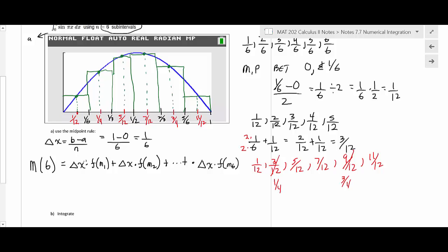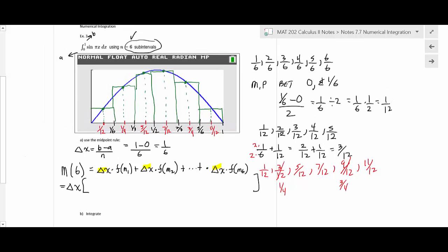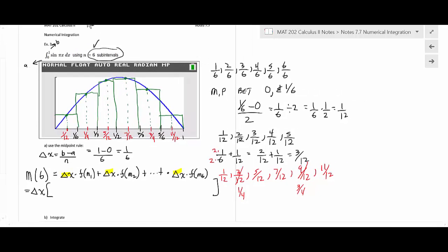Okay, so when we put this together, notice on here, what do you notice about that delta x? Just algebraically, couldn't you just factor the whole thing out? You might as well because it's simpler. So we're going to factor that out, and we're going to write this as delta x. Then we're going to start doing our function value. If you go back to the function, the function that we're integrating is sine of pi x. So I'm going to take all of these midpoints, highlight these midpoints, plug those in, and then we'll see where we're at with this.